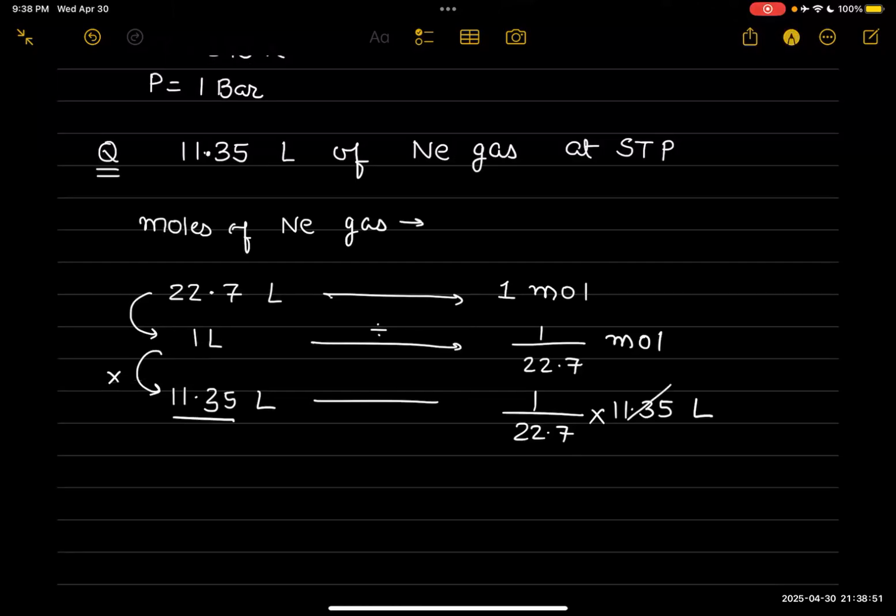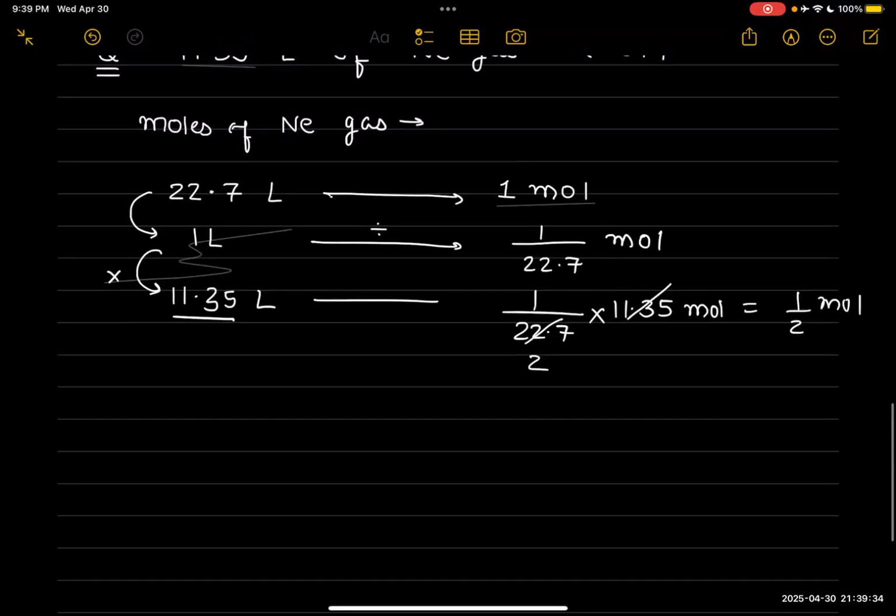This 11.35 is just half of 22.7. So it is right. This is mole, not liter. So this is half mole. Got it? Is that clear or no? Yes, sir. So Aisha, Abdul, Maha, and Nabila, suppose if you take 22.7, it was 1 mole. When you halve the volume, the moles also got halved, or the number of particles also got halved.